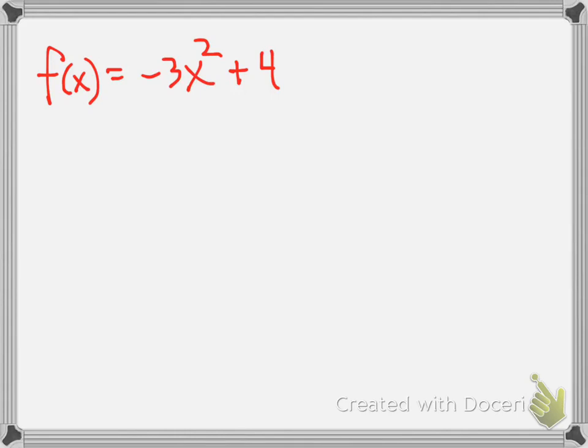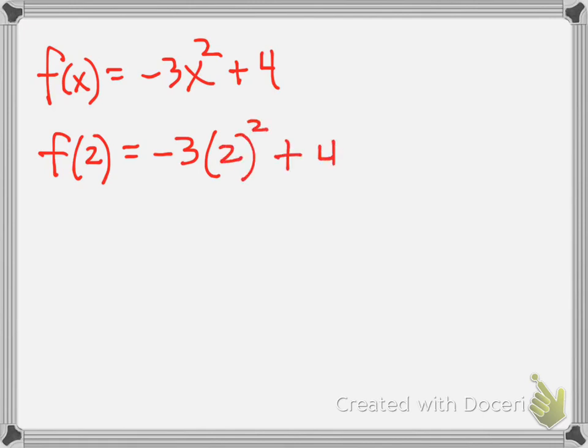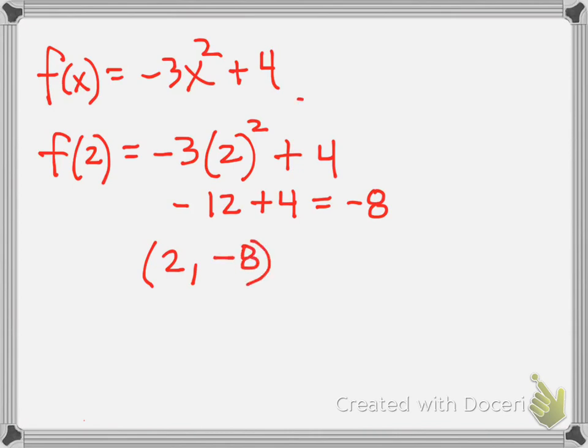Sometimes people mess up this one. Alright, let's pretend we want to know what f of 2 is. So that means I'm plugging 2 in here. I think when people make the mistake is they forget order of operations. You have to do exponents. 2 squared gives me 4. 4 times negative 3 is negative 12. Plus 4 is negative 8. So 2, negative 8 would be a point on this graph.